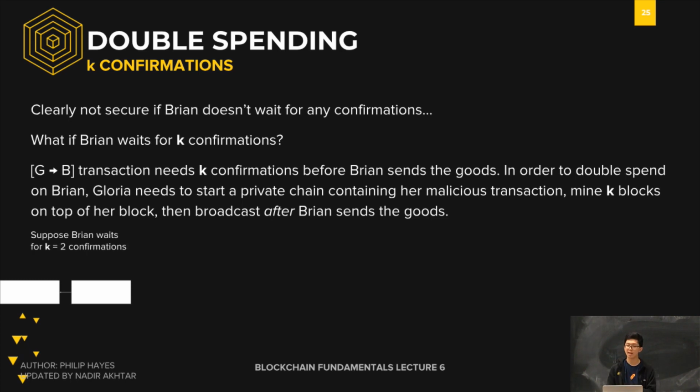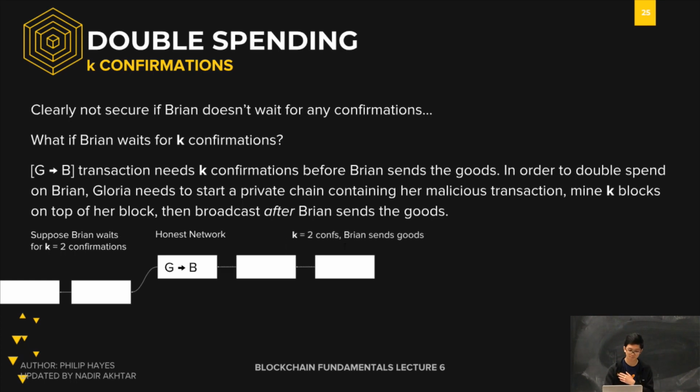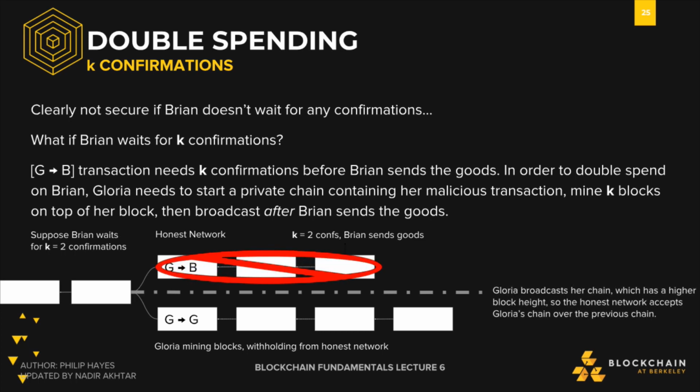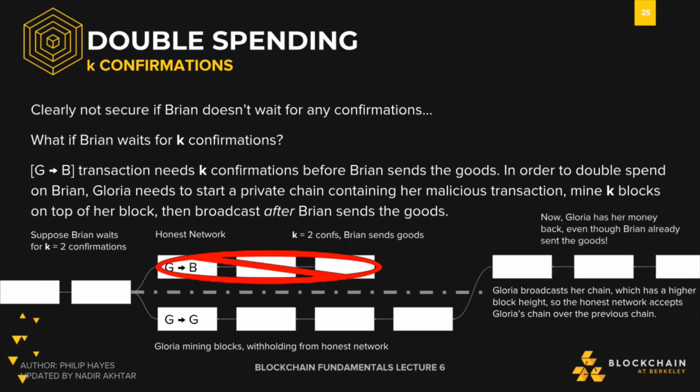So I say, hey Gloria, I'll only send you the iPhone after 2 confirmations after my transaction happens. And she says, okay. And so she sends Bitcoin to me, and then 2 blocks happen, and then I send the iPhone. But secretly, on her own, she's mining her own private chain. She comes up with 3 different blocks on top of her malicious transaction. And so now she has this fork in the network. What she can do is publish this secret chain to tell everyone in the network, now I have this longest chain, and my transaction in the previous chain gets overwritten. And so Gloria now retains her money, even though I already sent her the iPhone. And so she double spent against me.